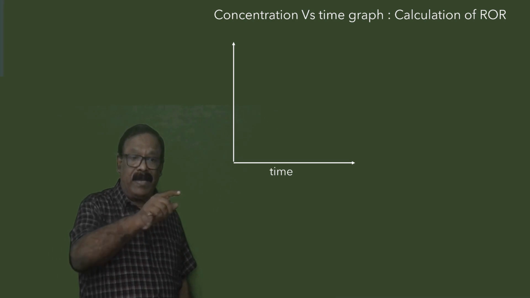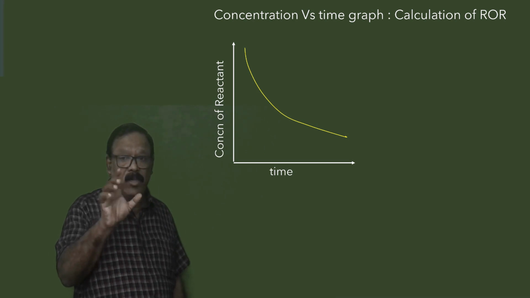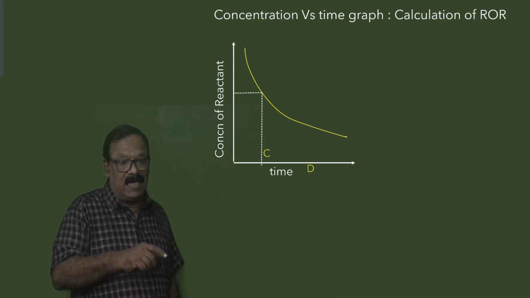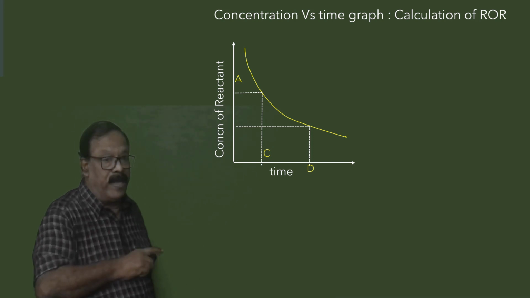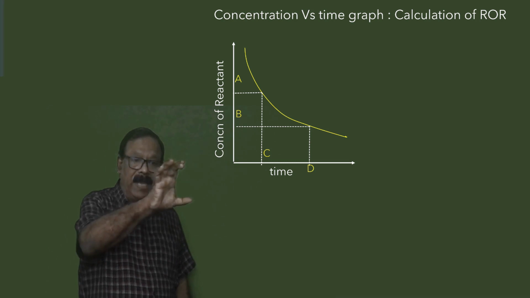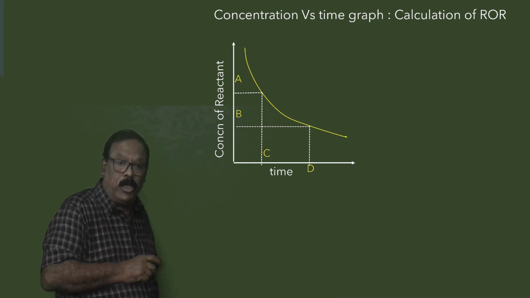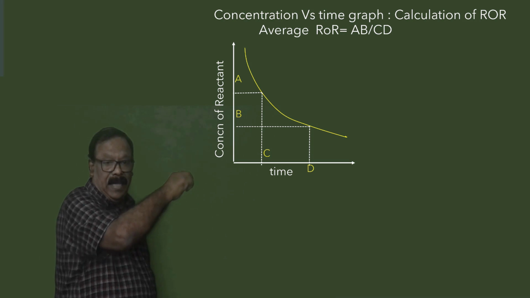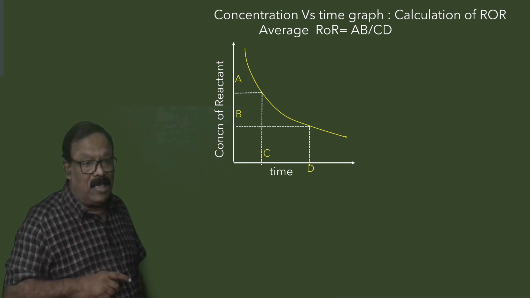Here again, for the time concentration graph, the graph remains the same. Now suppose an interval means two times will be there. So let the times be represented by C and D. At C, you find the corresponding concentration A. And from D, you find the corresponding concentration B. So what is the change in concentration now? AB represents the change in concentration and CD represents the change in time. So the average rate will be AB by CD. That is change in concentration by change in time will give you the average rate.